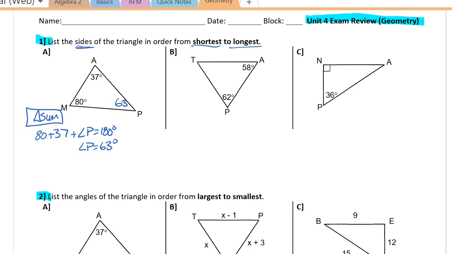In terms of listing sides from shortest to longest, the smallest angle is 37, so the side opposite that is the shortest side. So that is side M. That is less than the next smallest angle, in this case 63. Side opposite that is AM. That is, of course, smaller than angle 80, the side opposite that, which in this case.